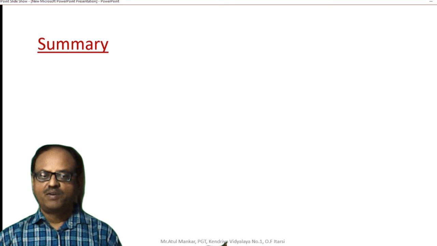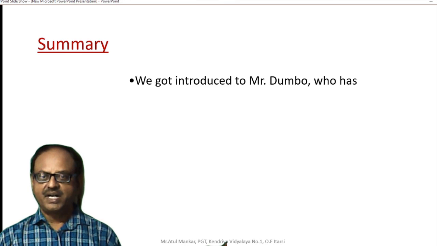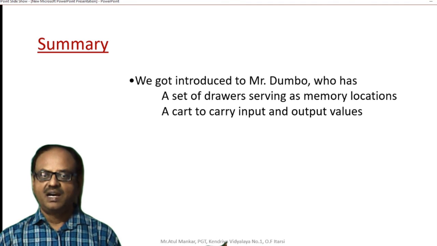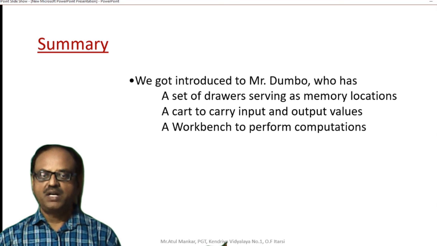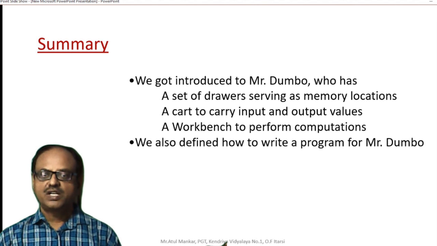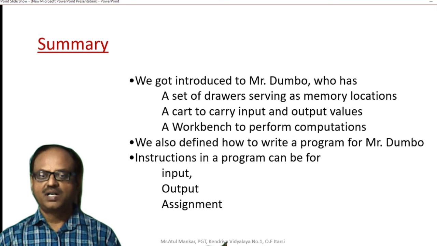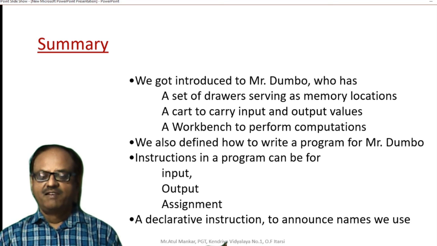From this, we can summarize that we have been introduced to Mr. Dumbo, who has a set of drawers serving as memory locations, a cart to carry input and output values, and a workbench to perform computations. We also defined how to write a program for Mr. Dumbo, and how the instructions in a program can be of the forms input, output and assignment. We have to declare the names we use with declaration instructions. Thank you.